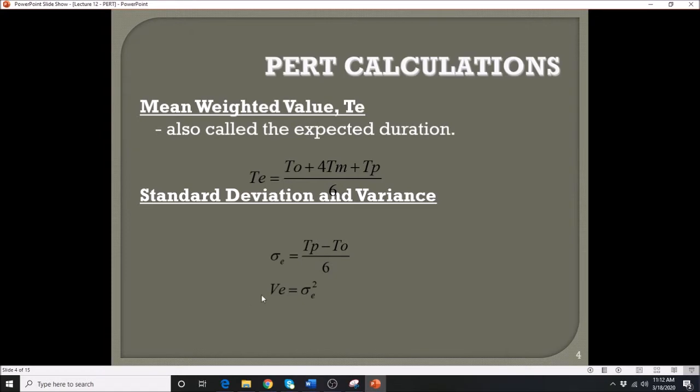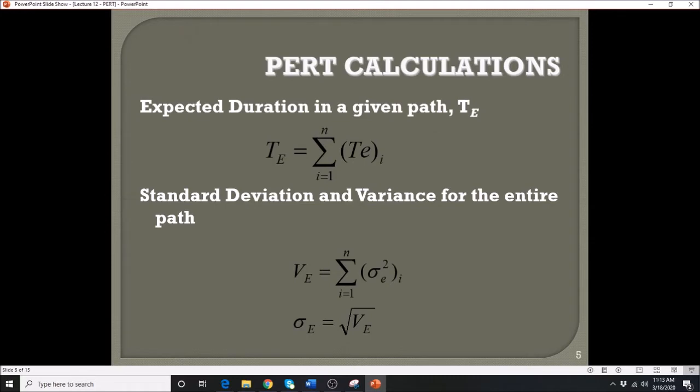And then of course the variance. Variance is the difference between the upper limit and the lower limit. So in our case, it's just the square of the calculated individual standard deviation of a given activity. So you just need to square that.